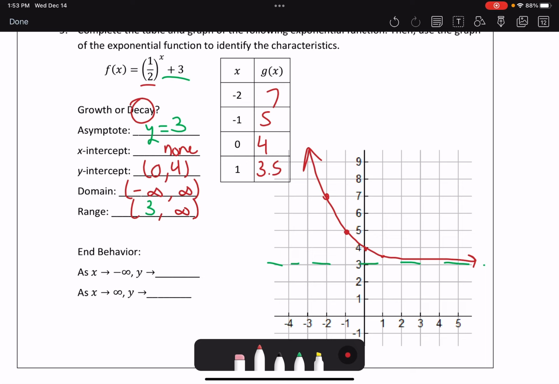As I look at the end behavior, on the left-hand side of my graph, that's when x goes to negative infinity, my y value is approaching positive infinity. And on the right-hand side of this graph, as x goes to positive infinity, my y value is approaching 3.